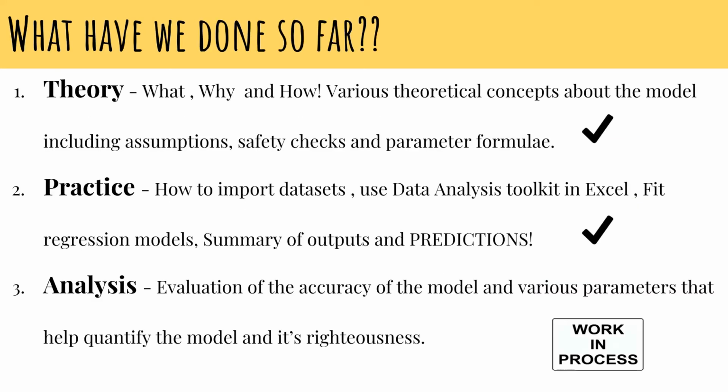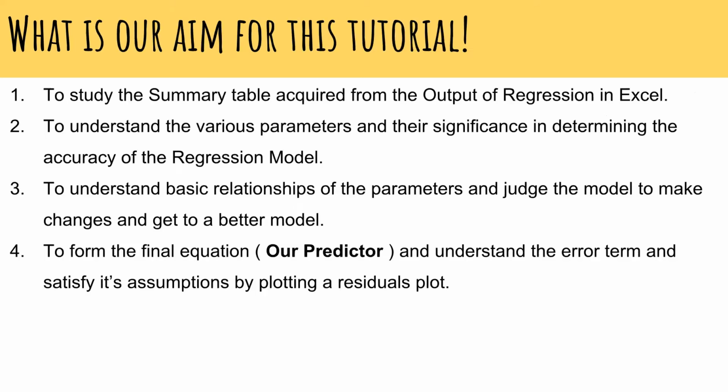And thus, what have we done so far? We've read the theoretical concepts about simple linear regressions. We've seen what are the things that we need to keep in mind, what are the things we have to do, and what are the things we have to eliminate. Then we started practicing and implementing our simple linear regression model with Microsoft Excel, and we finally got the summary output. And finally, we are here in this analysis section where we evaluate the accuracy of our model.